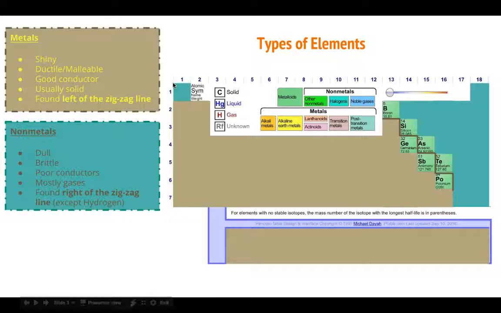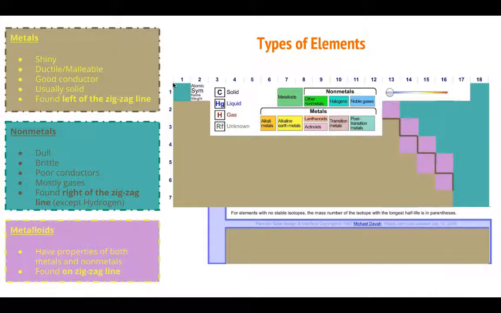And then we have the metalloids, which are some really interesting elements. They have properties of both metals and nonmetals, depending on the temperature and the environment that they're in. And those are found around the zigzag line, right next to it. It pretty much makes a perfect zigzag, except for aluminum here that throws it off a little bit.